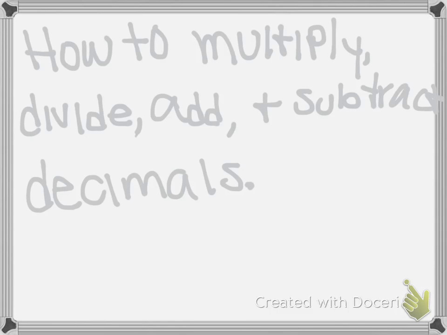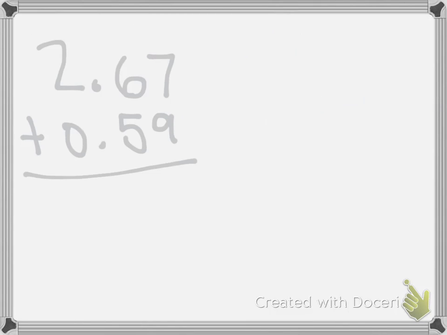Today we're going to learn how to multiply, divide, add, and subtract decimals. Our first equation we have for adding is 2.67 plus 0.59. To add decimals, you have to keep the decimal in the same place for your answer.